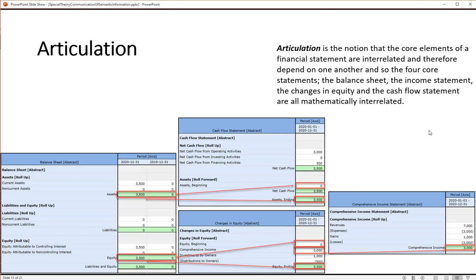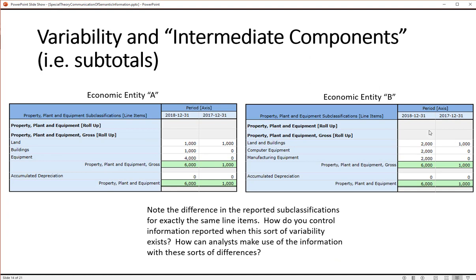So there are relationships. However, there is variability in the ways that economic entities can report information. So, for example, this is very common. The line items, property, plant, and equipment at the very bottom, is the same on both the left and the right for economic entity A and economic entity B. But the actual line items that are reported are completely different. You can see for yourself, and again, read the document, but a logical system that tries to describe this situation has to be able to do so effectively.